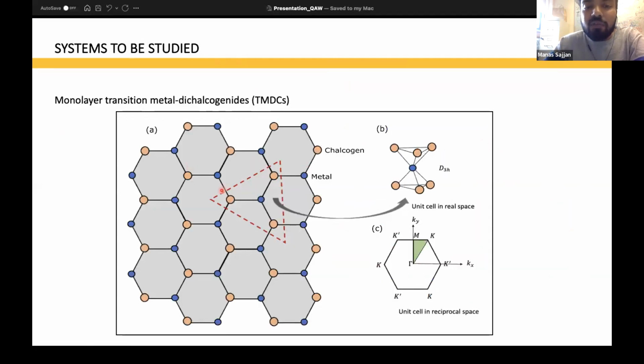So we're going to specifically focus on TMDCs, which are a specific kind of 2D materials where the unit cell happens to have a D3H symmetry like this, with one layer of metal atoms sandwiched between two layers of chalcogen atoms, and the corresponding unit cell in reciprocal space is also a hexagon, and we're going to specifically talk about the band structure in the gamma K M gamma part.